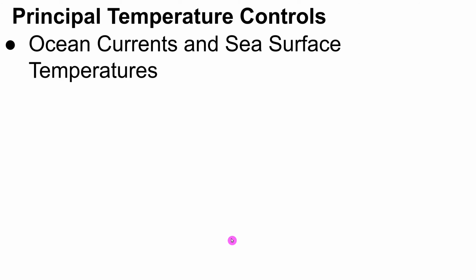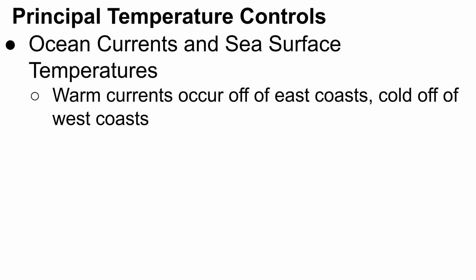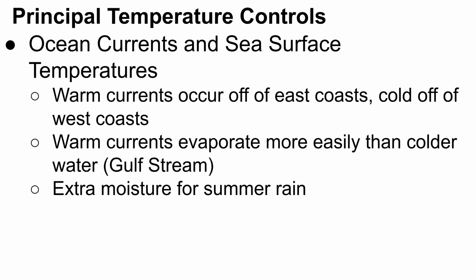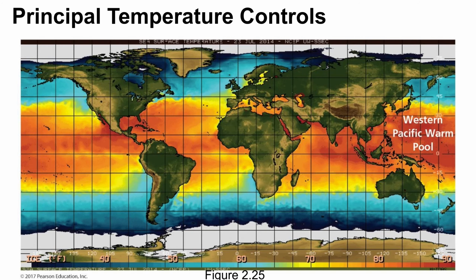Ocean currents and sea surface temperatures, I mentioned this. Warm currents are off of all the east coasts, cold currents off the west coasts. Warm currents evaporate, like the Gulf Stream and the Gulf of Mexico, creating extremely humid conditions in the American South because the water is warm and therefore it evaporates easily. Extra moisture for summer rain. If you live on the East Coast, you get summer thunderstorms because you've got that super warm water offshore. On the West Coast, we rarely get thunderstorms because we have a cold current offshore.